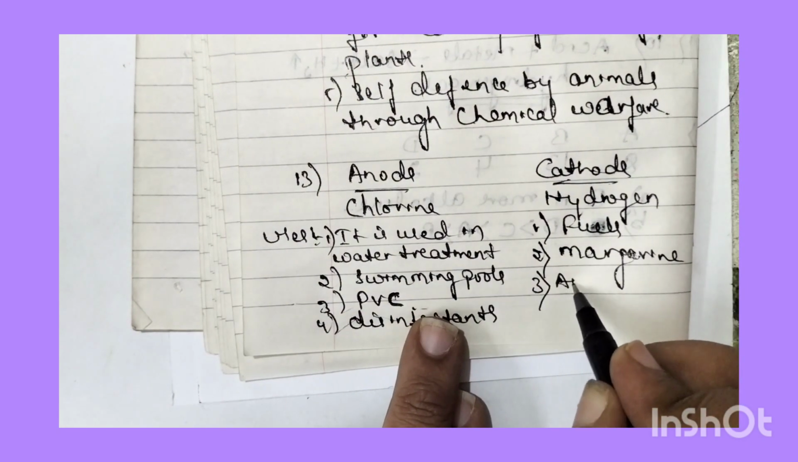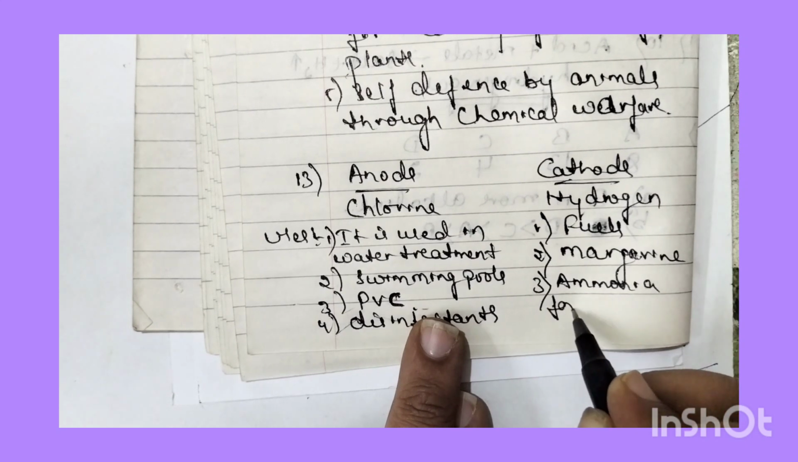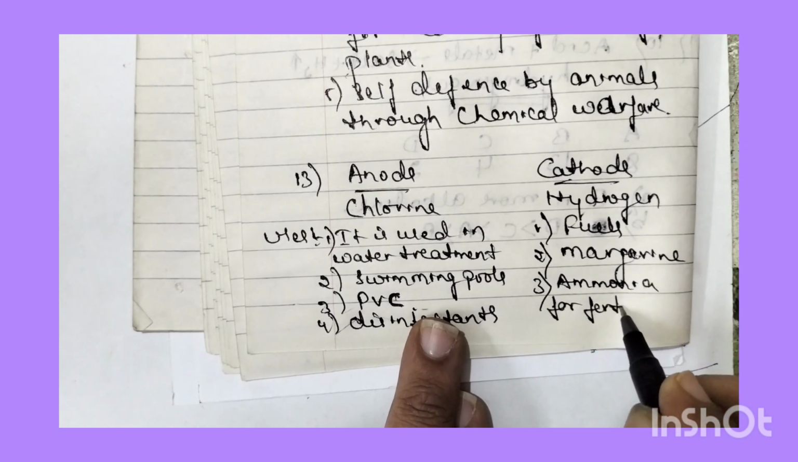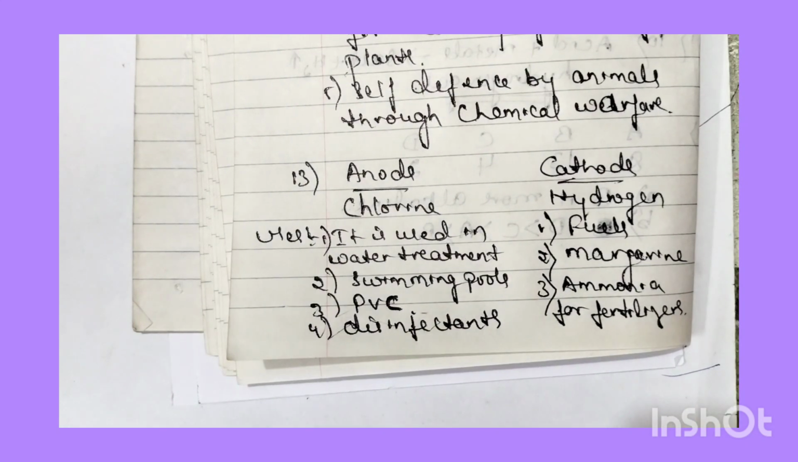It is used in the manufacture of ammonia, which is used as a fertilizer. So it is used in the manufacture of ammonia for fertilizers. So these are the three uses of the gas collected at cathode, that is hydrogen.